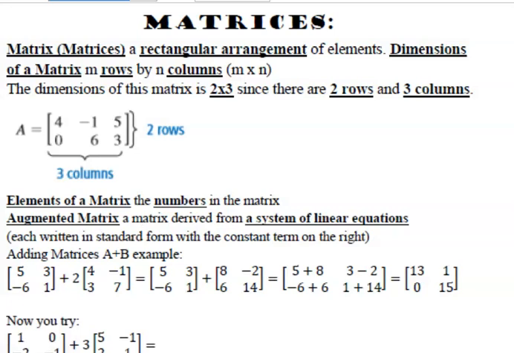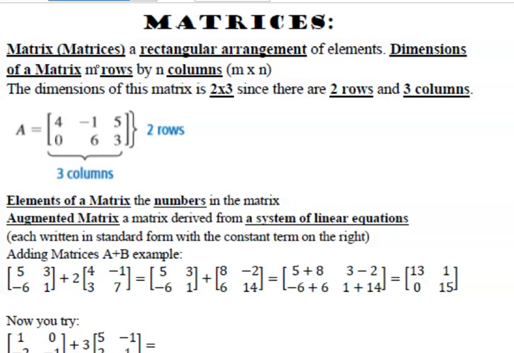So we're still on topics relevant to the first section. Now we're going to talk about matrices. A matrix, or matrices plural, is a rectangular arrangement of elements.